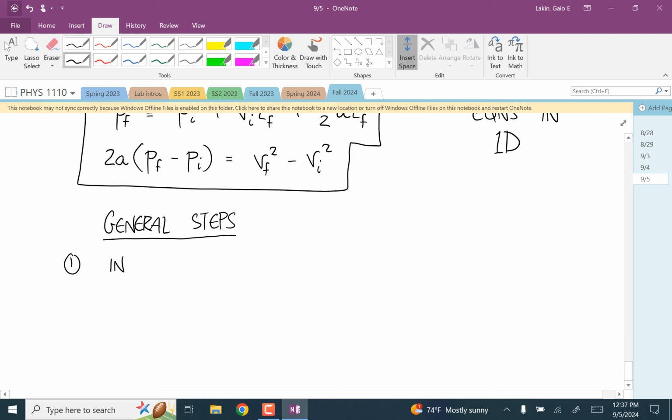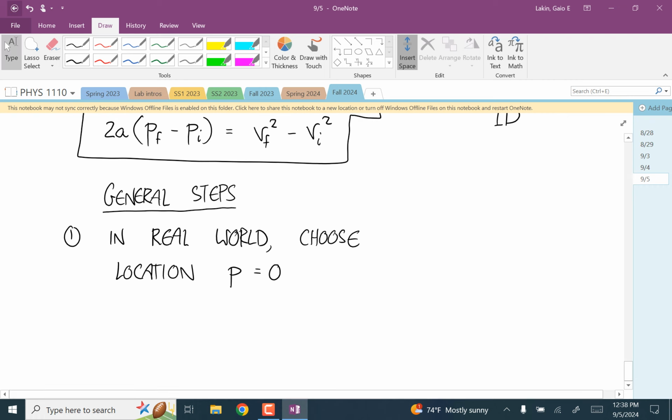So first, in the real world, we're going to choose 4 things. We're going to choose the location that we're going to call p equals 0. That's just our reference location. We're going to imagine sticking a sticker there to measure everything from. We're going to choose a positive direction, which also has the effect of choosing the negative direction as the opposite. So for these, you can think of placing stickers.